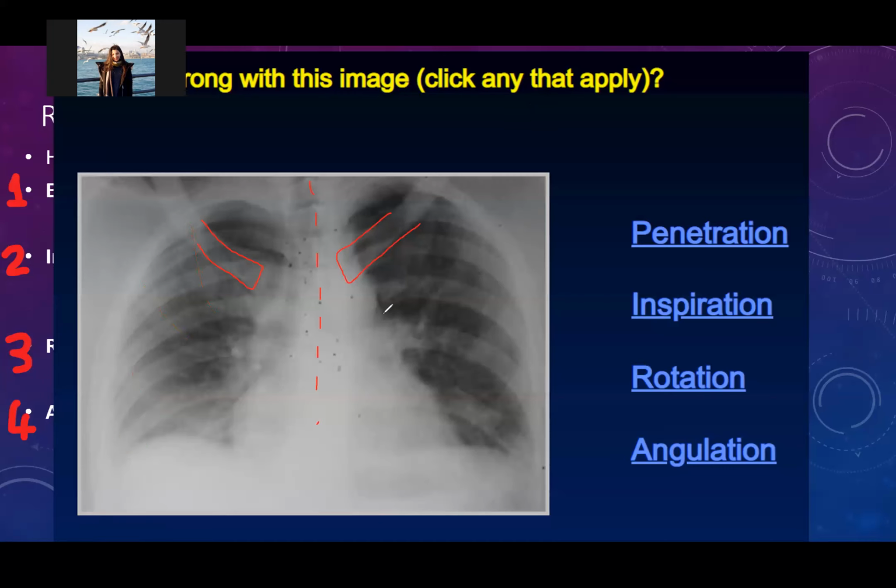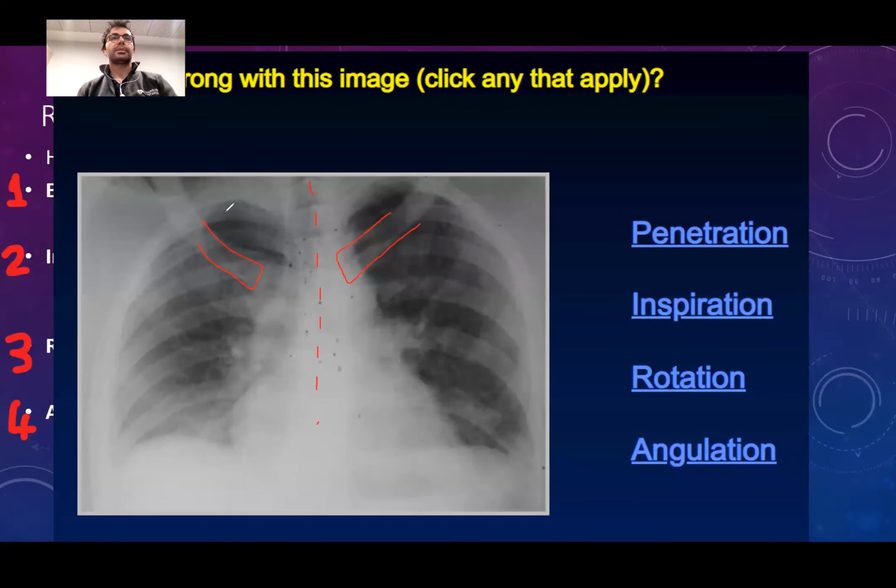For the rotation, there are no symmetrical vertebrae, so I think there is rotation in addition to that. The left clavicle is closer, right? I have drawn that, so the patient is rotated. For the angulation, we can see the apex, so there's no angulation.